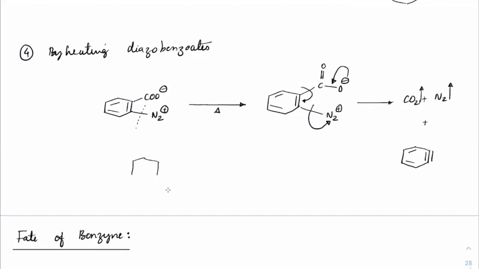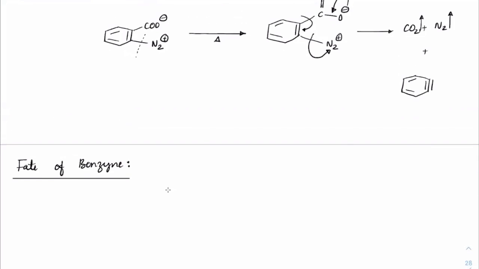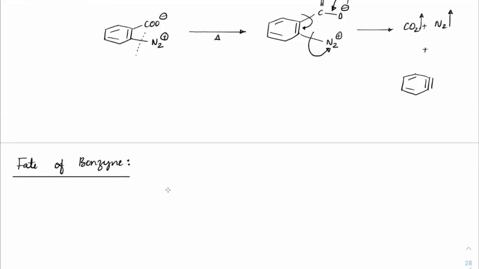If both sides radicals are formed, then that will be happening. Like here there is a radical that will be formed, but here there will be a positive charge coming. So electrolysis is not going to help. Okay. Next, see what would happen to the fate of benzyne.